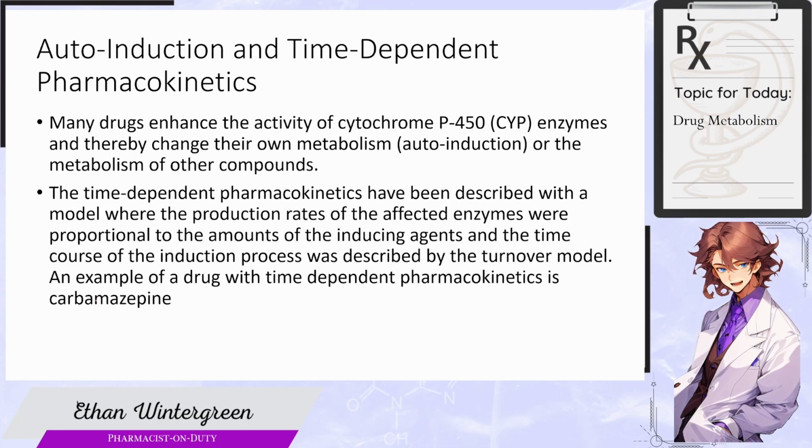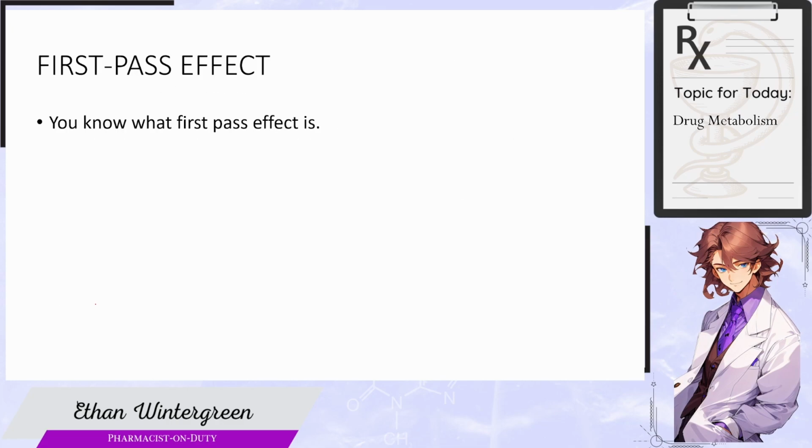Since carbamazepine induces its own enzyme metabolism, if you give the same dose throughout, it would be less and less effective. So when we say autoinduction, that's the case with carbamazepine. And when we say time-dependent pharmacokinetics, if you don't alter the dose, the longer you take carbamazepine, the less effective it would be. So to counteract this, you simply need to increase the dose of carbamazepine as time goes on. You know what the first pass effect is? We discussed this in our absorption.